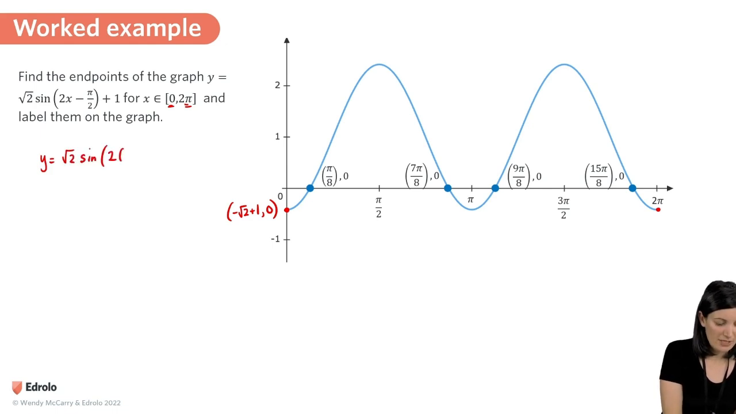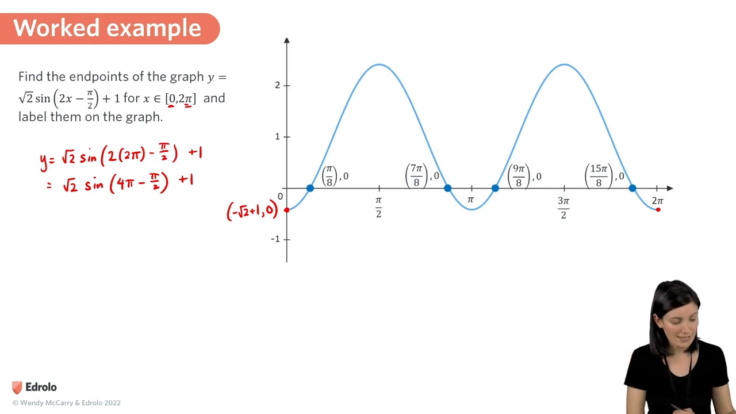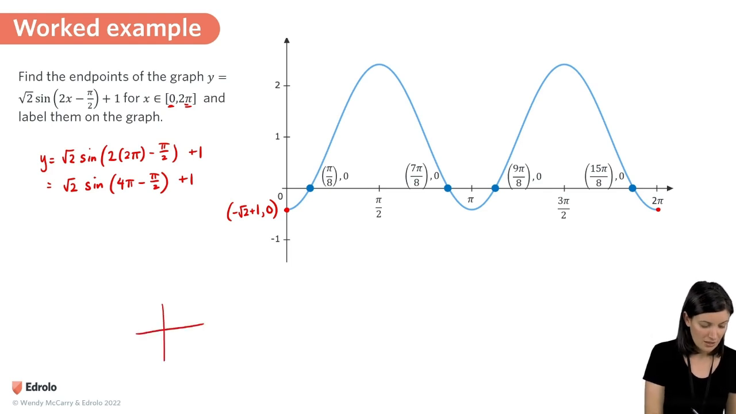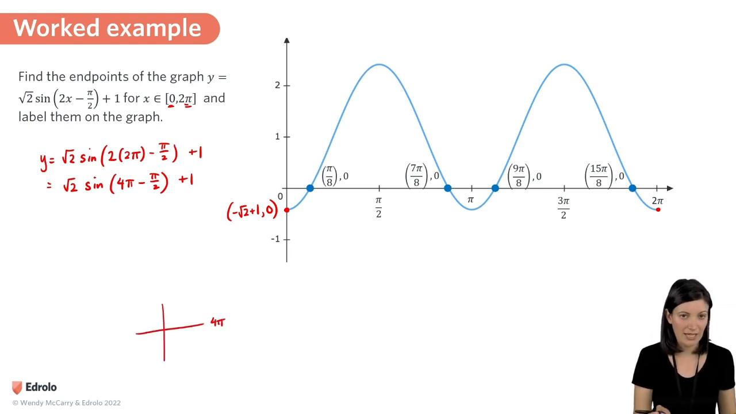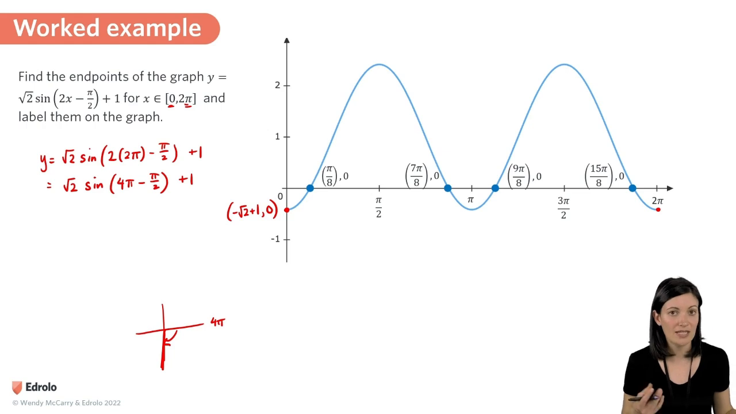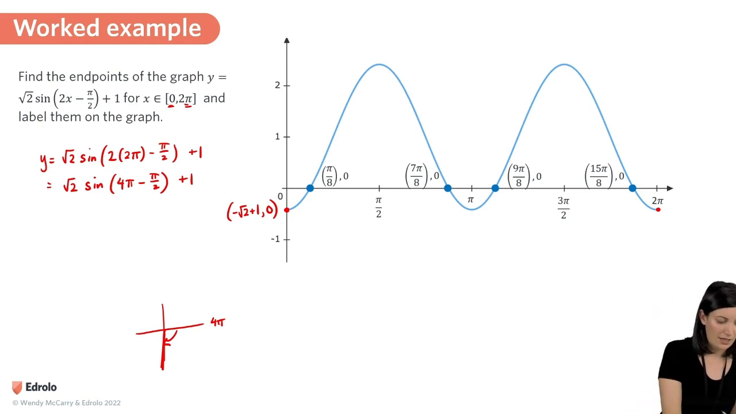So I go 2 times, and now I'm subbing in that endpoint, 2 pi minus pi on 2, plus 1. This becomes 4 pi minus pi on 2, plus 1. Now, because of the unit circle and all of that symmetry, sine of 4 pi minus pi on 2, if I drew that in, 4 pi would be along the x-axis, minus pi on 2 is that angle there. So the value of sine there is negative 1, and that's why we get the same answer that we had for this endpoint here.